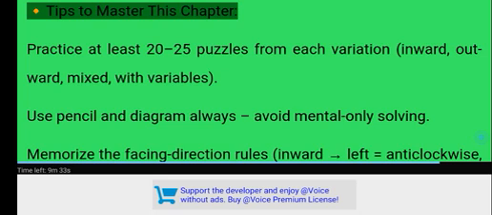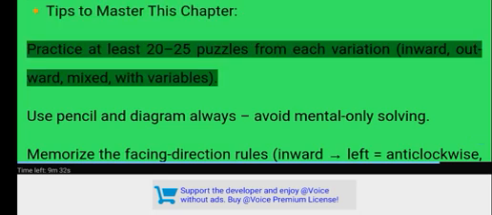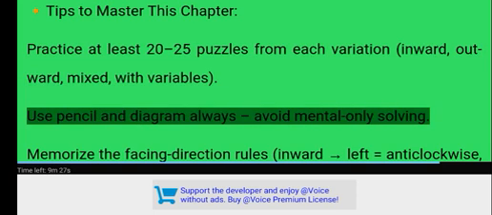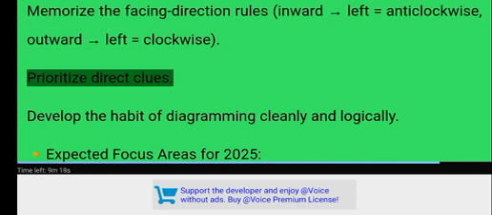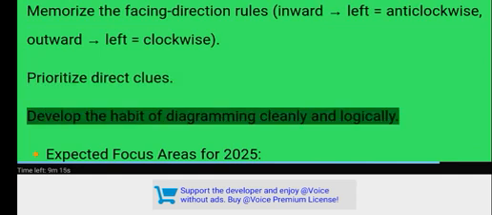Tips to master this chapter. Practice at least 20 to 25 puzzles from each variation: inward, outward, mixed, with variables. Use pencil and diagram always, avoid mental-only solving. Memorize the facing direction rules: inward, left equals anti-clockwise; outward, left equals clockwise. Prioritize direct clues. Develop the habit of diagramming cleanly and logically.